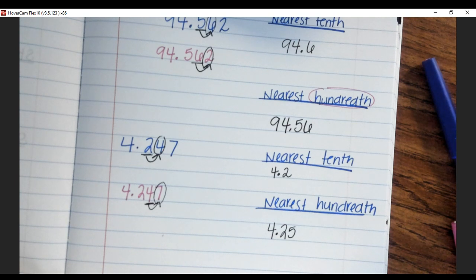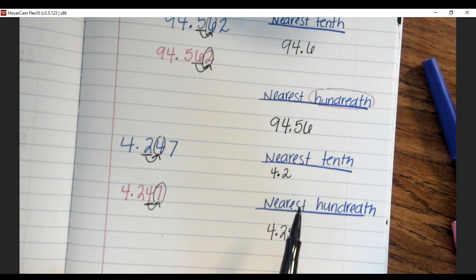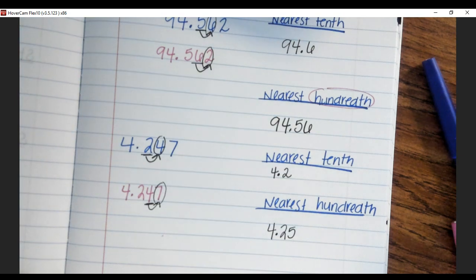Okay, so that's what we're going to be doing for Monday and Tuesday. We're going to be rounding to either the nearest tenth or the nearest hundredth. Okay, all right, that's it.